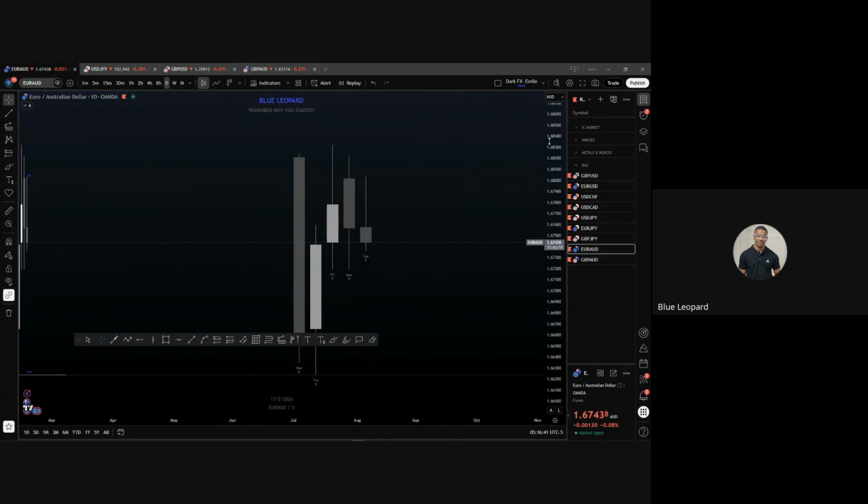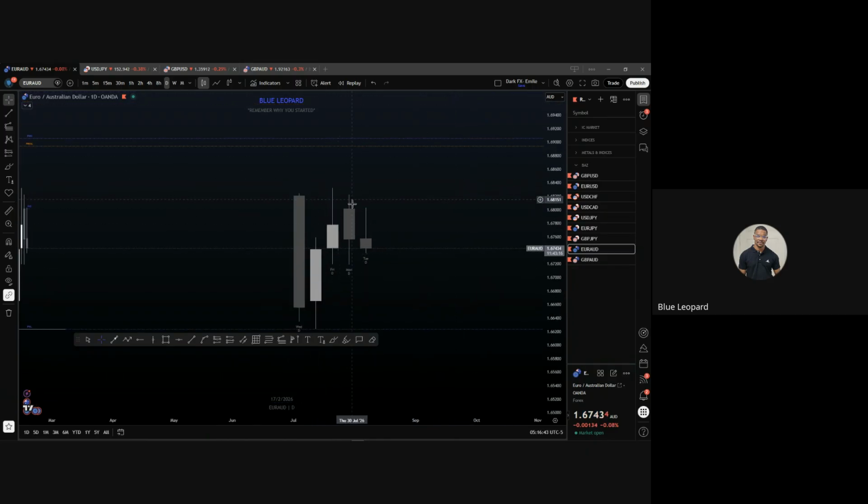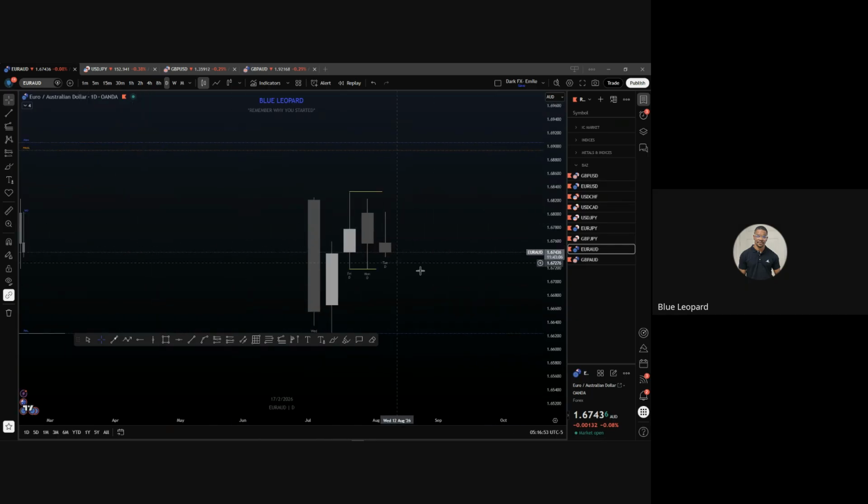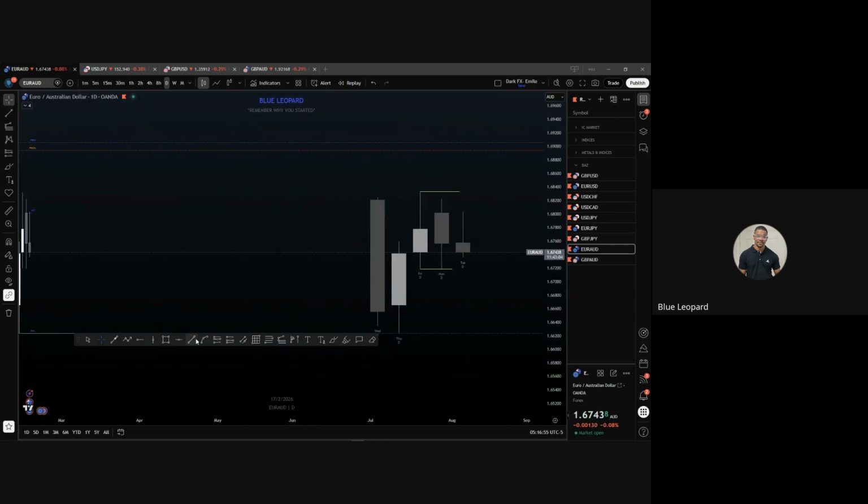What do we have? Push up and then we close inside. This is very good. I think we have something here. We have this low and this high. What do you have? You have an inside bar. What do you know about the inside bar? It's a compression. It's when price is moving like this. It's compressing. Okay? When price is moving like this, it will compress.